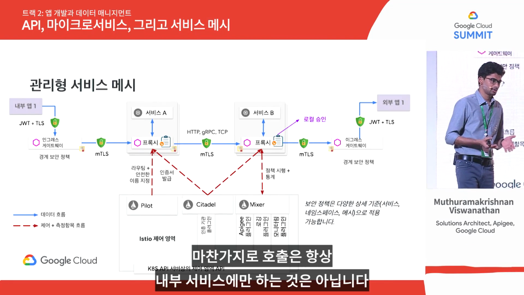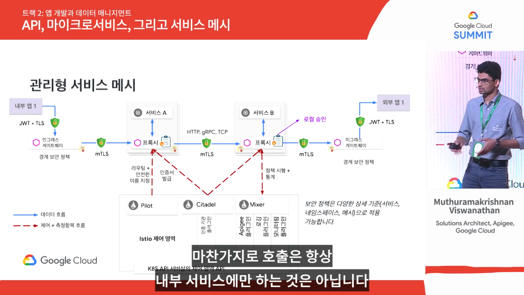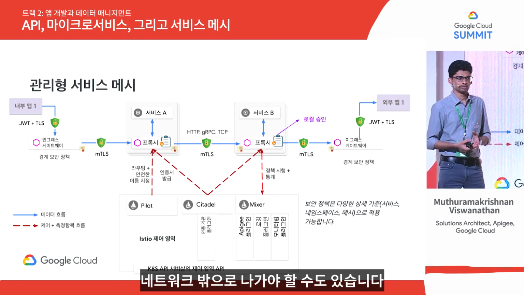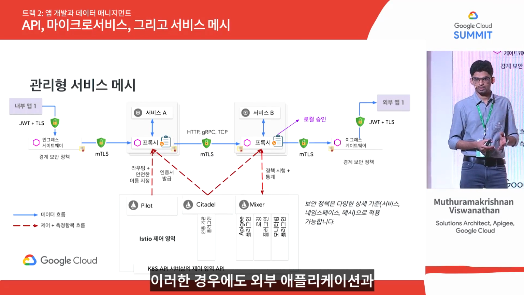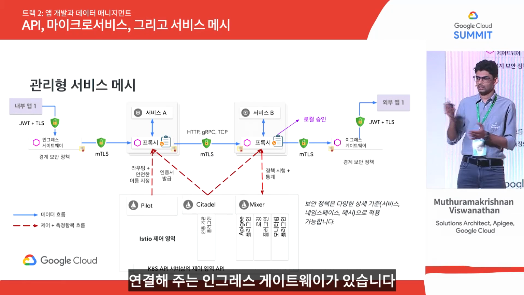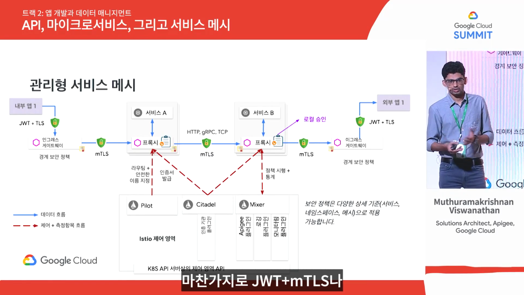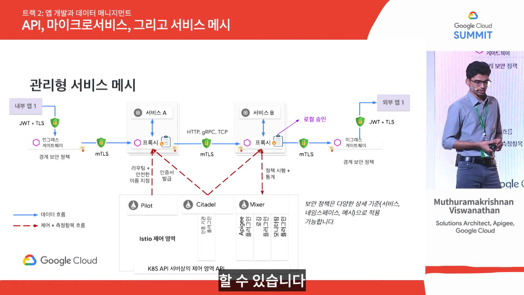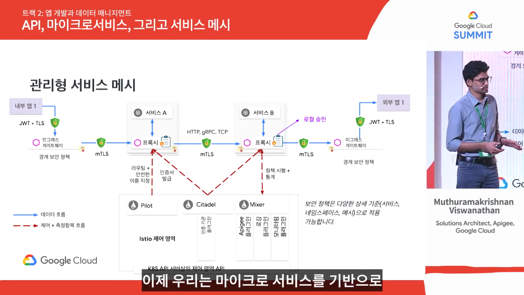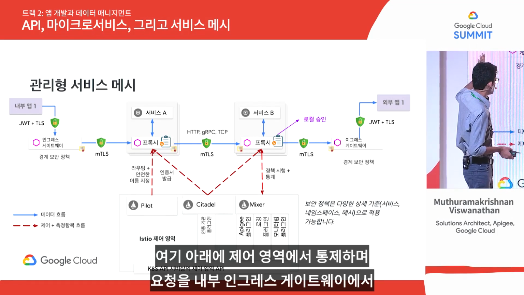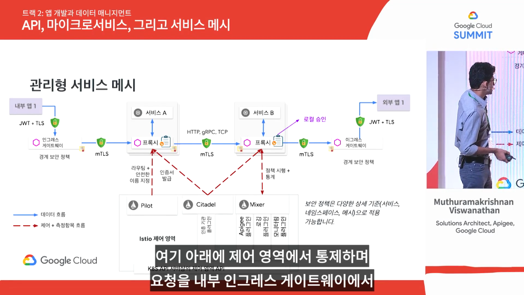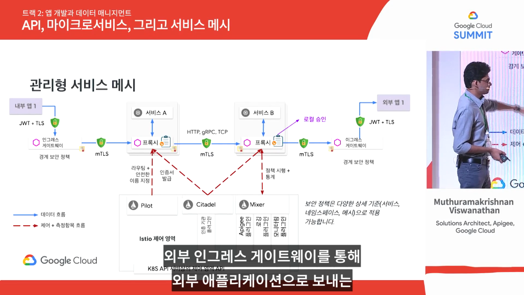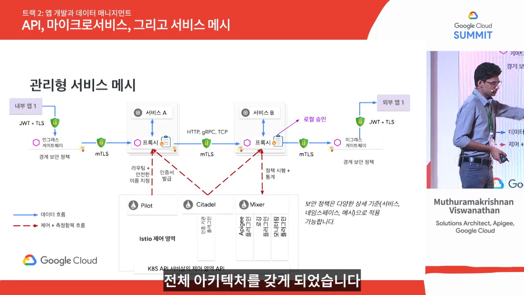Now, it's also not always that you are calling only internal services. You might also want to call third-party services, where you need to go out of your network. In this case, we also have an egress gateway which connects to your external applications, and that can also be done through JWT plus mutual TLS or any other authentication mechanism that you see fit. So what we have now is the entire architecture of calls going from your internal services through the egress gateway to the external application, traversing the service mesh, controlled by the control plane at the bottom.